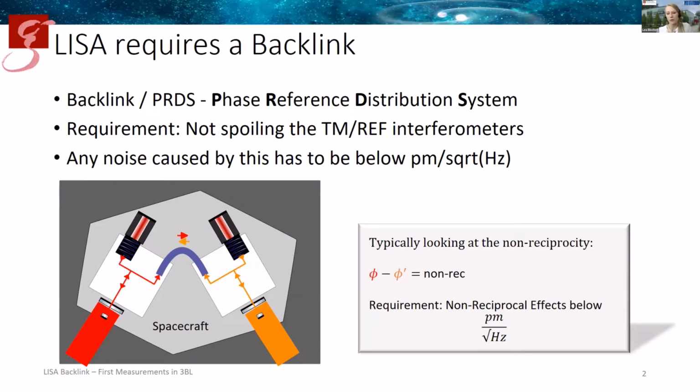And typically we're talking about the non-reciprocal effects. So since we send light through this backlink in both directions, the non-reciprocal phase, the difference between both directions, is what we call the non-reciprocity, and these effects have to be below the picometer per square root of Hertz requirement.